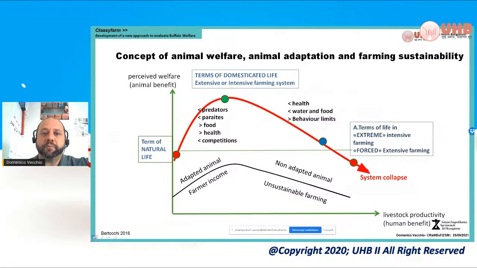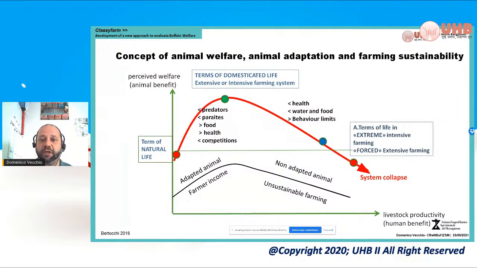Rapidly, in this image we can see the theoretical reconstruction of the curve between animal benefit and human benefit. If we start from the natural level of welfare with an intensive or semi-intensive breeding system, we can increase the level of animal welfare and the livestock productivity, for example by applying correct and constant nutrition or protection from predators or parasites. So the problem is not the intensification, but the level of intensification.